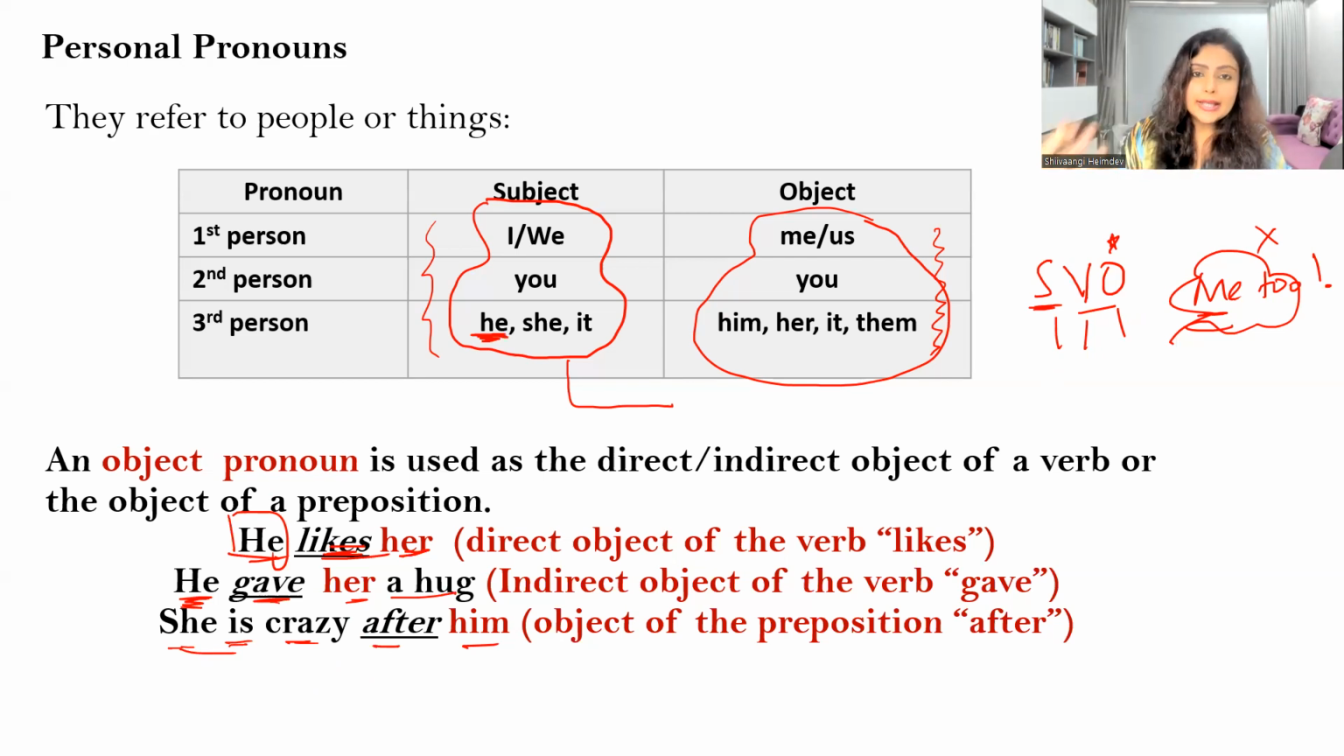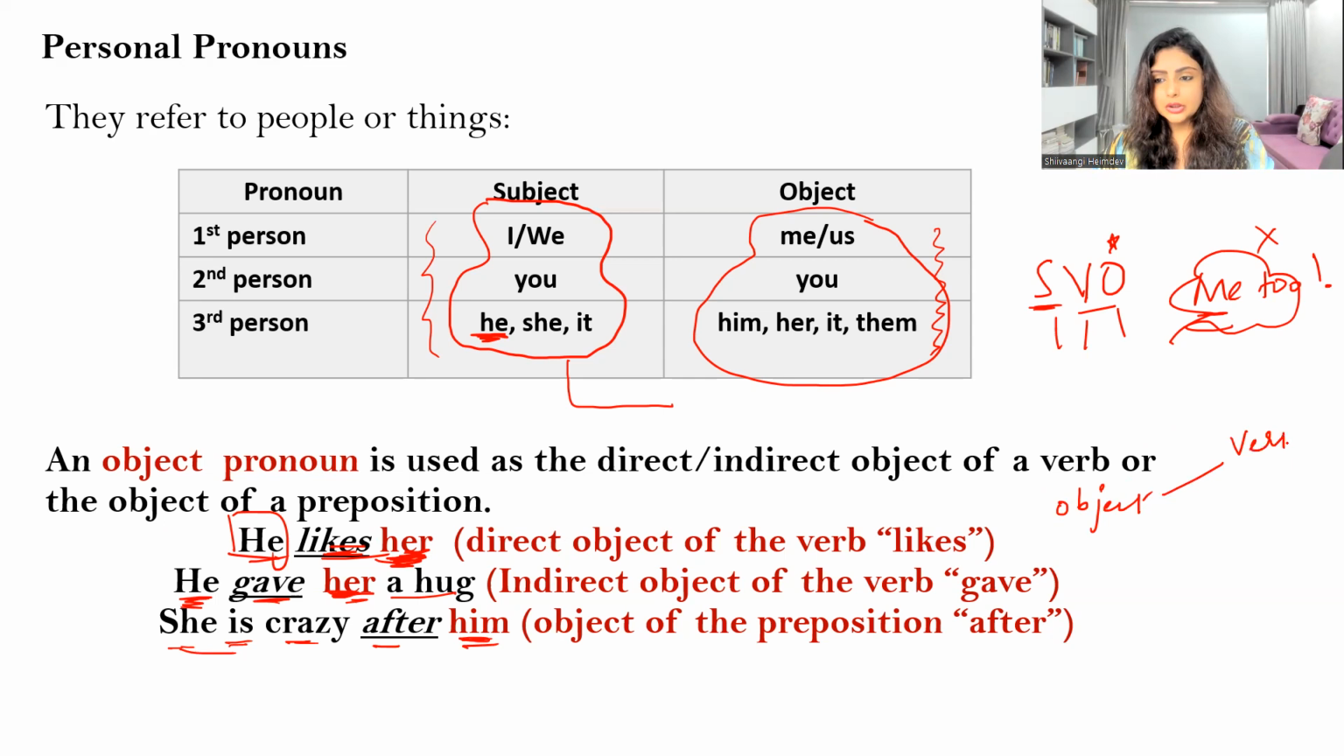Let's go ahead. When I talk about an object pronoun here, because specifically we are talking about object pronouns, let's stick to them. Object pronouns like her in the second sentence, him in the third sentence. What do you observe? These are objects of what? They can either be an object of the verb, just like in sentence one, where likes is the verb and the object of likes is her.